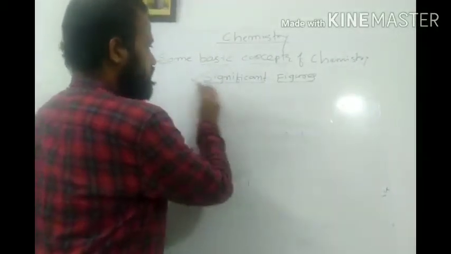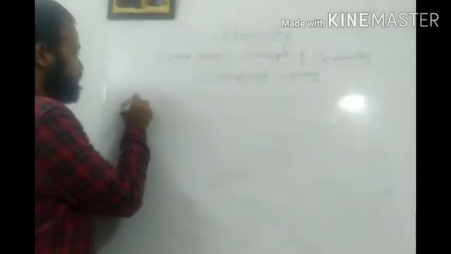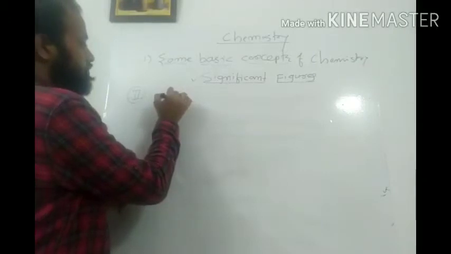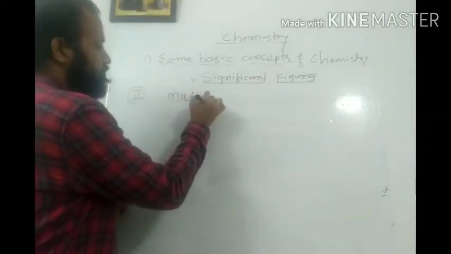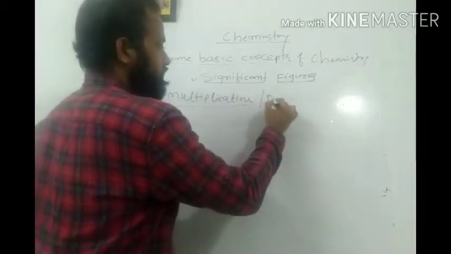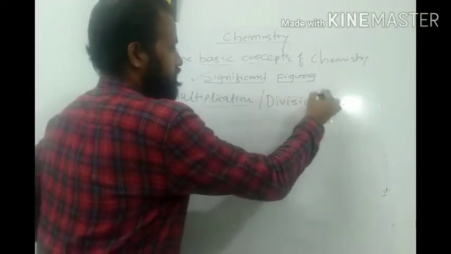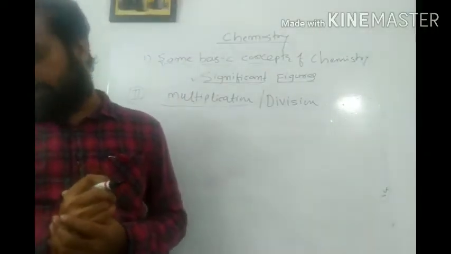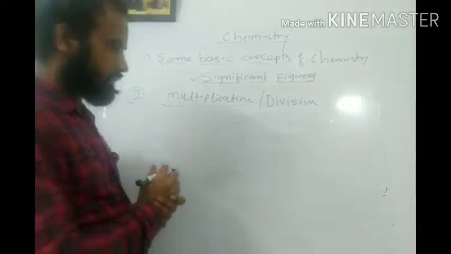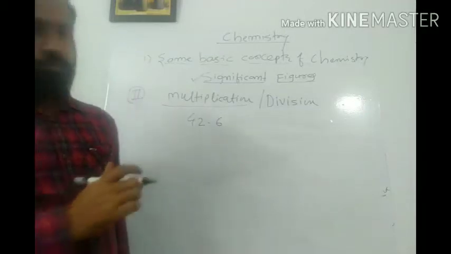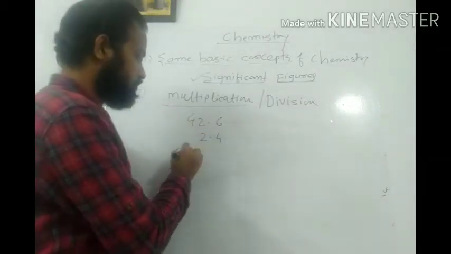So, according to the multiplication or division of significant figures, I am giving this as equation number 2, that is method number 2, we can say. Multiplication or division of significant figures. Again we will see one or two examples, so it will be clear for you all. So let us say 42.6 and 2.4. I have to multiply them.